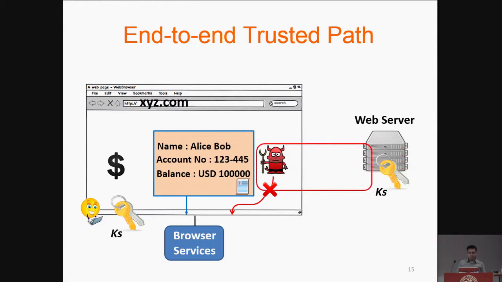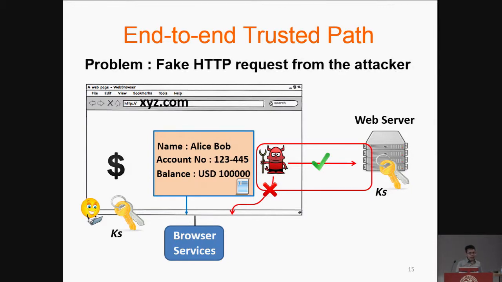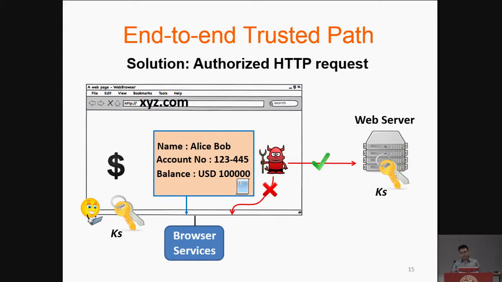So this is the example. Since the attacker has access to the XML HTTP request, it can also create some arbitrary request to the web server, right? Okay, and the idea to solve this problem is we need to introduce some kind of authorized HTTP request which can only be created by some trusted components.